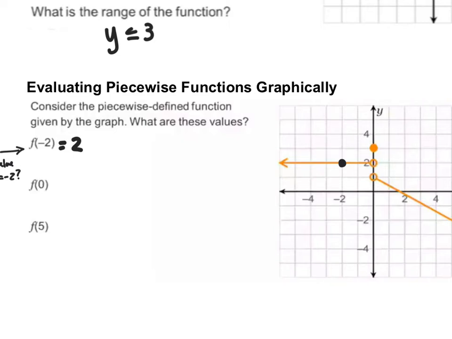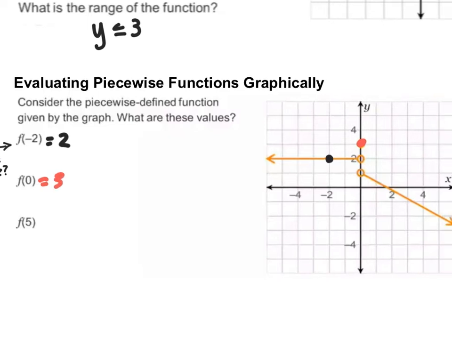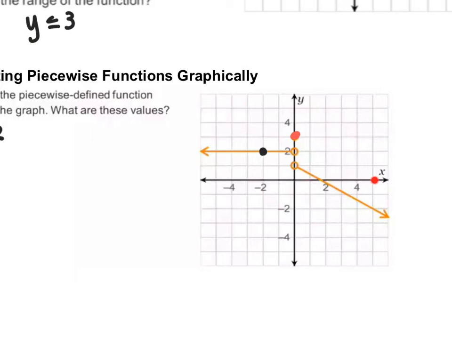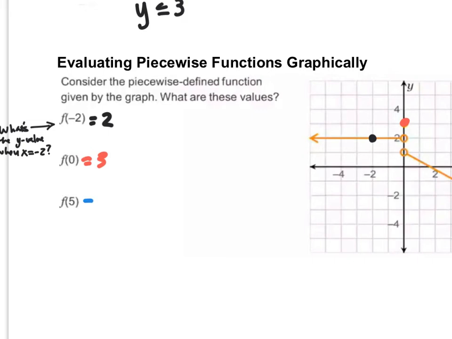And then if I were to find f of 0, go over here to 0, and then what's the y value? Now, I have holes here, but I have an actual point here. So here at 3, I have a point. So f of 0 is equal to 3. And then let's look at f of 5. Okay, 5 is here on the x. Down here, find the corresponding y value and plot a point. So when x is 5, y is equal to negative 2.